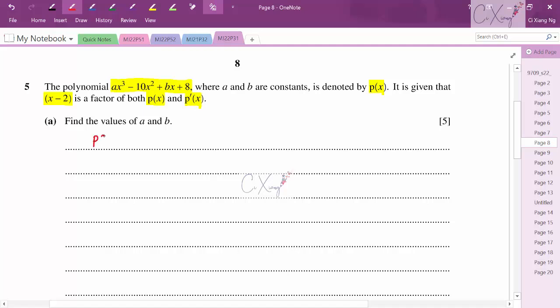So when having p x, if x minus 2 is a factor for this polynomial, that means if I substitute 2 into the polynomial p, I will have no remainder, which means that it equals 0. So I substitute 2 for x in the polynomial p, and we will get one equation. 2 power 3, you get 8. So you have 8a minus 4 times 10, you get 40, plus 2b plus 8, and it equals 0 because of no remainder.